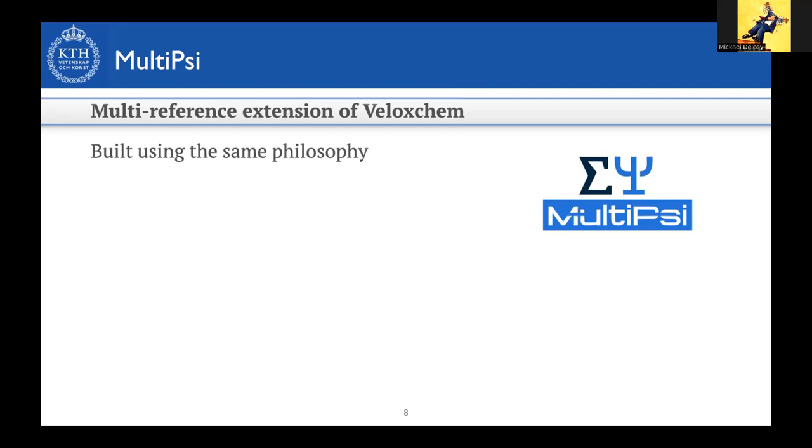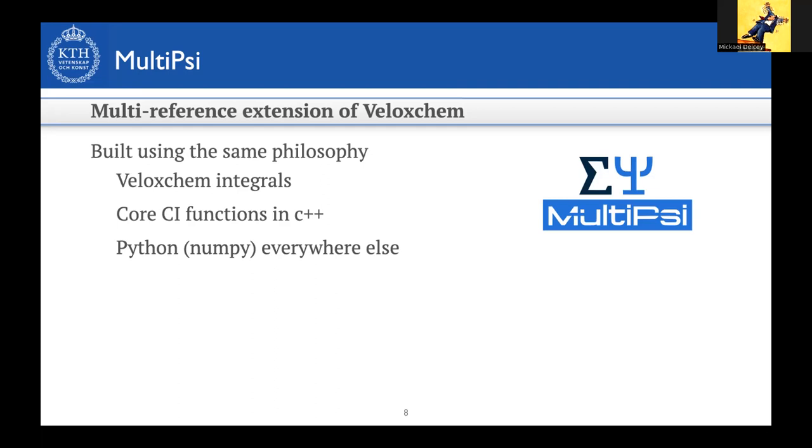It's using the same philosophy and it's using integrals from VeloxChem. But I have written my own CI functions. So it's in C++ because this needs to be efficient. But most of the rest of the code is in Python. So the CI optimization, the CASSCF, everything else that I'm building on top is written in Python.